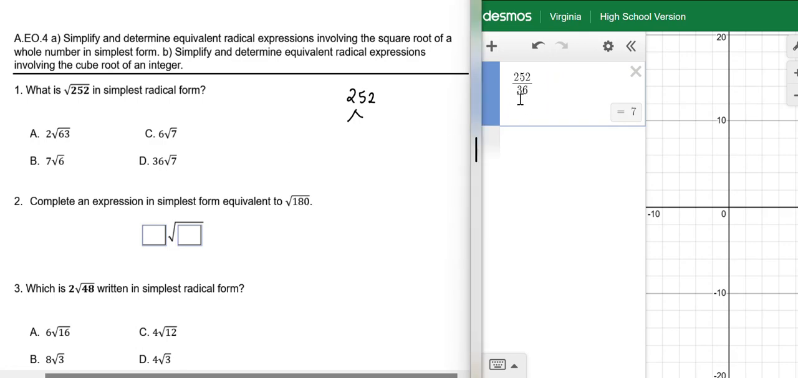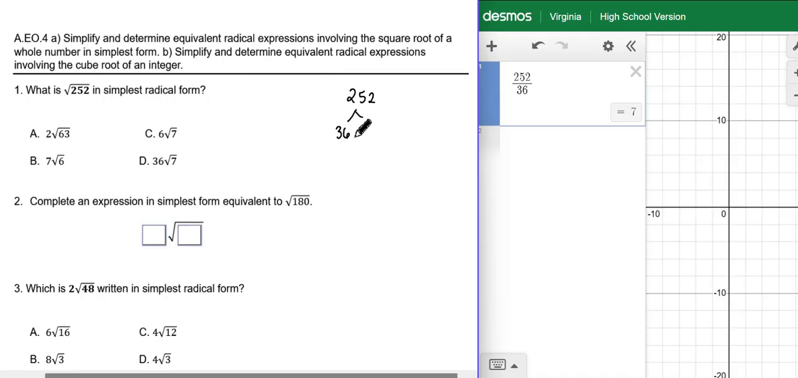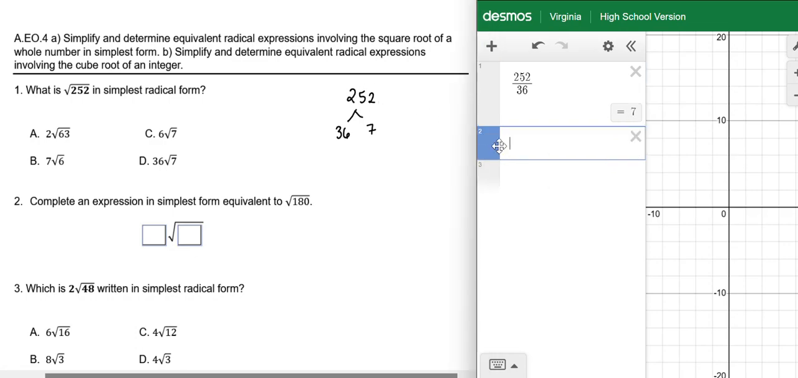Well, 36 works, so I'm going to use that. But I do want to mention that I didn't start from 4, or 3 times 3 is 9, things like that. I started with the highest number I could go with, which is 100, because 100 is a perfect square, 10 times 10. Anyway, I found a perfect square here, which is 36, because 36 times 7 equals 252. Look, 36 times 7 gives you 252.